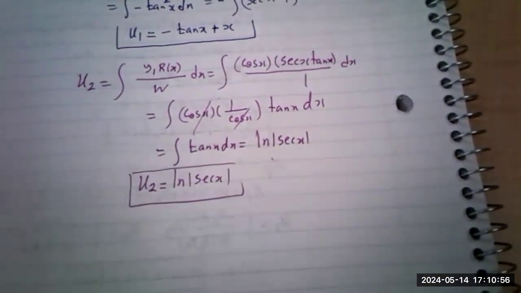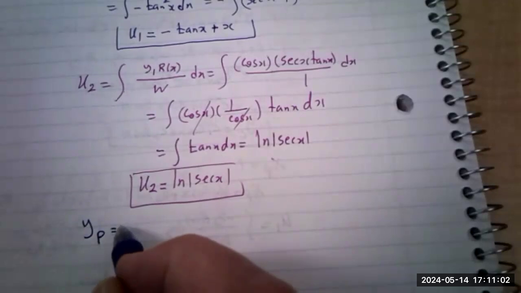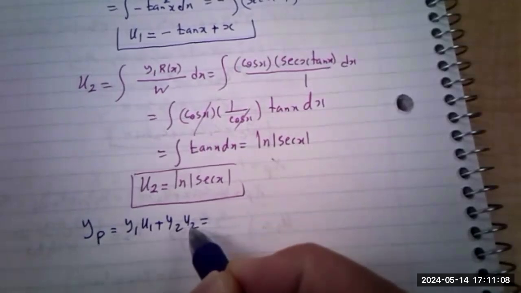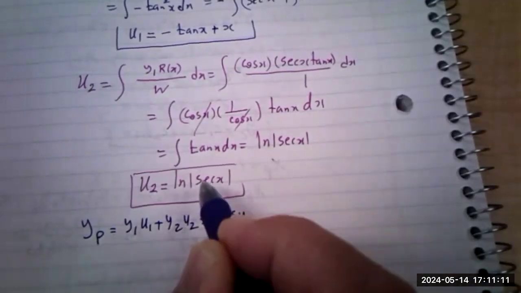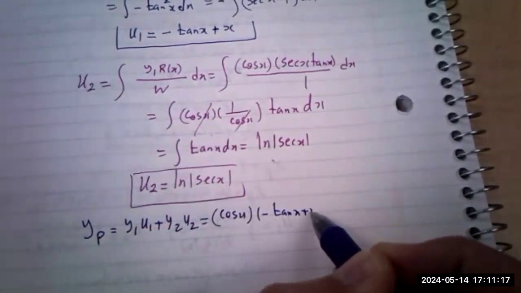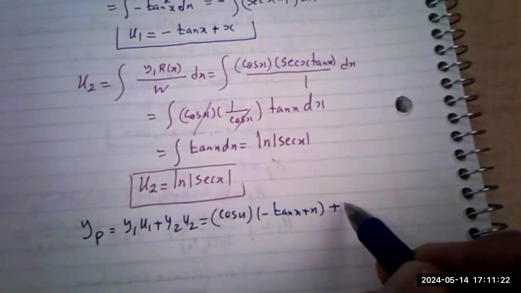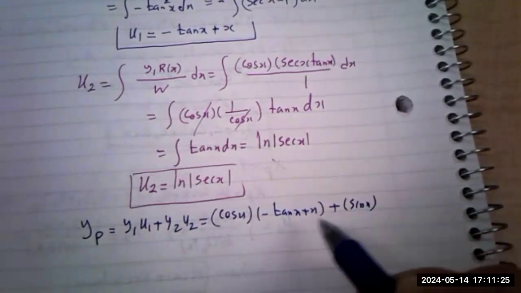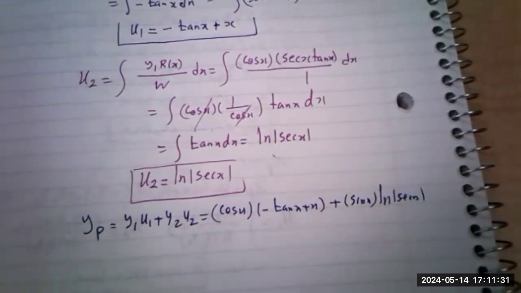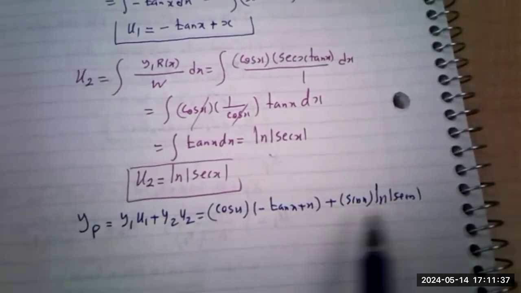You're not done. You have to go back and form the yp. Remember, the yp is y1 u1 plus y2 u2. So it's going to be equal to y1, which was cosine of x, times u1, which is negative tan x plus x, plus y2, which is sine x, times u2, which is ln of the absolute value of secant of x. There is nothing to simplify for this one. It's going to be as is.